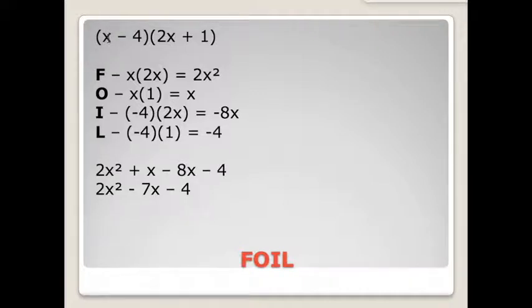Okay, so if we have two binomials, like x minus 4 times 2x plus 1, we would first do our two first terms. So x times 2x will equal 2x squared. Then we do our outside terms. X times 1, which would equal x. Then we do our inside terms, negative 4 times 2x, which would equal negative 8x. And then we do our last terms, negative 4 times 1, which will be negative 4. So this would be 2x squared plus x minus 8x minus 4. Then we combine like terms. So x minus 8x would become negative 7x. So our final answer would be 2x squared minus 7x minus 4.